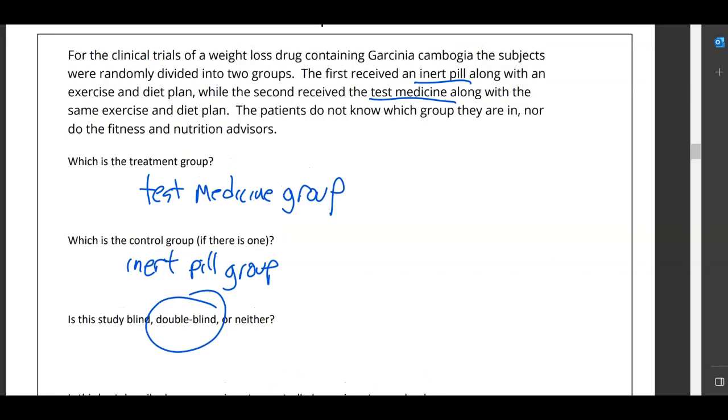So an example of neither would be the effects of smoking on birth defects. You have people that are clearly not smoking and people that are clearly smoking. There's no way to give them a fake cigarette that they don't know about. So there's no way to do any kind of blinding in that case. That would be an example.